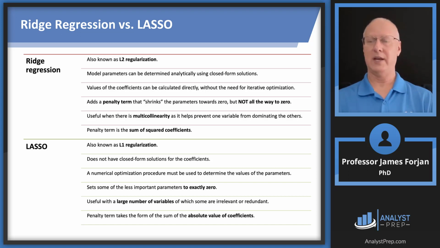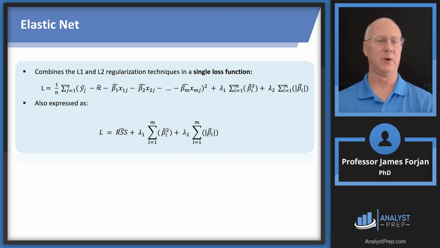LASSO, on the other hand, go ahead and skip all the way down. It sets some of the less important parameters to exactly 0. So you see the difference. This is the very likely exam question that's going to show up. Just define and describe the difference between the penalty terms, and you will have this on your phone, and you will read it 27 times before the exam, and you'll be able to do that. So that seems pretty good and pretty straightforward.